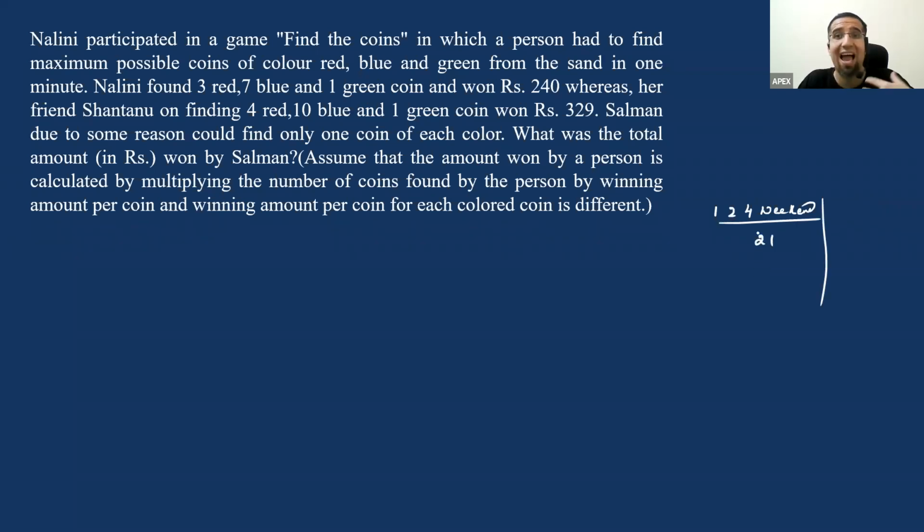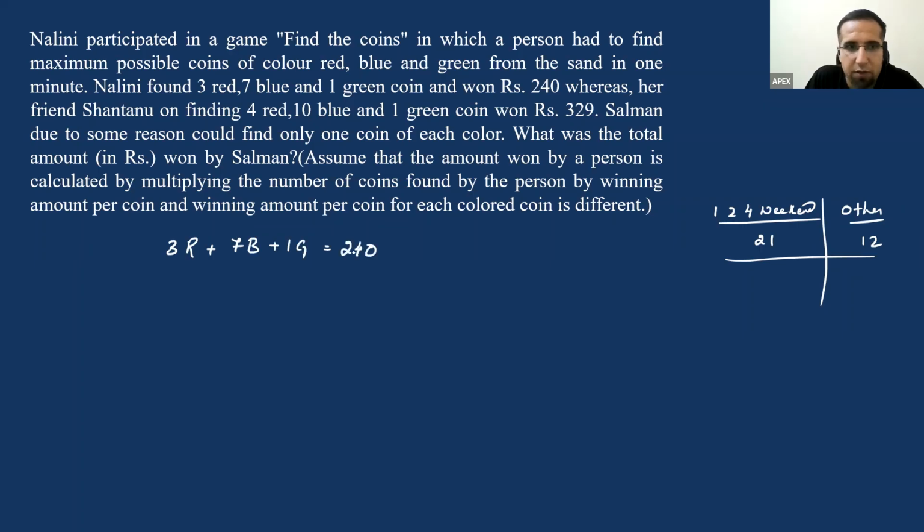Now, in this question, am I adding this? Let's see. Nalini participated in a game of coins, in which a person had to find the maximum possible coins colored red, blue, and green from the sand in 1 minute. Okay. So Nalini found 3 red coins, let's say 3R, 7 blue coins, and 1 green coin, which is equal to 240. Whereas Shantanu got 4R plus 10 blue plus 1 green, which is equal to 329. And we want the value of R plus B plus G.